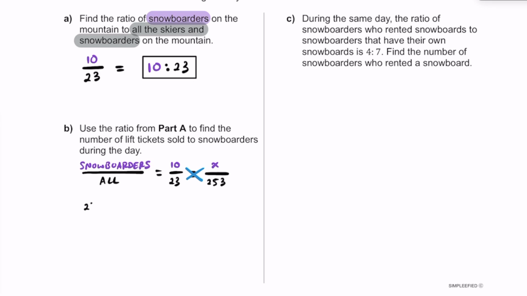I think that's typically a favorite method. So 23 times x is just going to be 23x. That's going to be one cross product. Our other cross product here is going to be 253 multiplied by 10. So I'm just going to write this so it's super clear. Now 23x is just going to be 23x for a moment, but this 253 times 10 is going to be 2,530. And what we can do is divide both sides by 23, and we'll find out what the value of X is, or the number of snowboard tickets being sold.